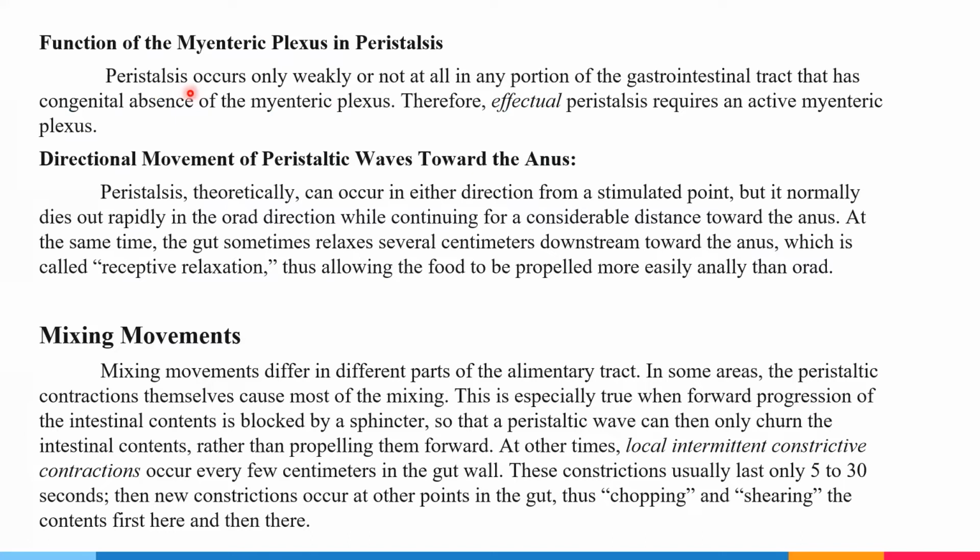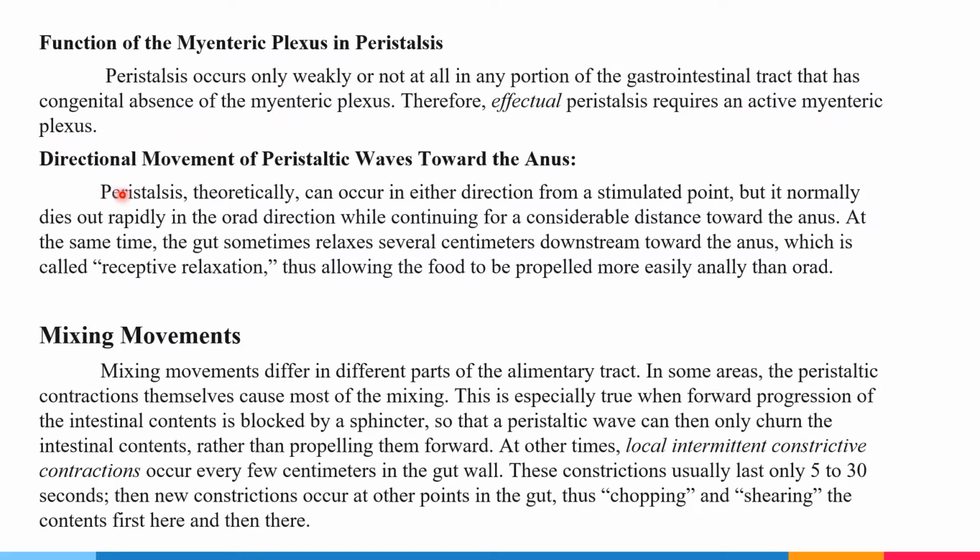Next, we look into the function of the enteric plexus in peristalsis. Peristalsis occurs only weakly or not at all if any portion of the gastrointestinal tract has a congenital absence of the enteric plexus. Congenital means from birth. Therefore, effectual peristalsis requires an active enteric plexus.